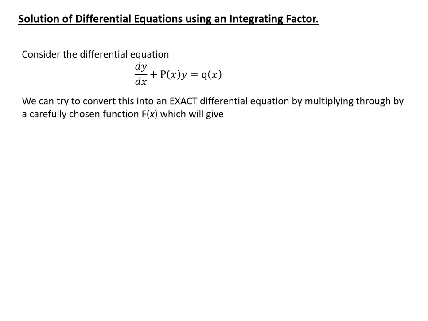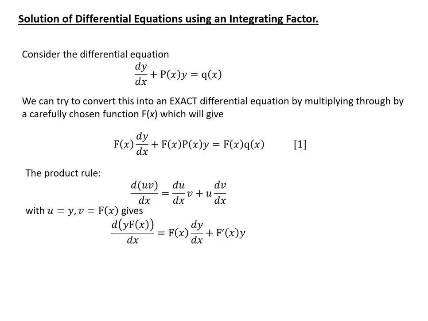So, how do we find this magic function f of x? Well, what we want is f of x times dy by dx plus f of x times p of x y to equal f of x times q of x. That's just the effect of multiplying through by f of x. But crucially, we want the left-hand side to be an exact derivative.